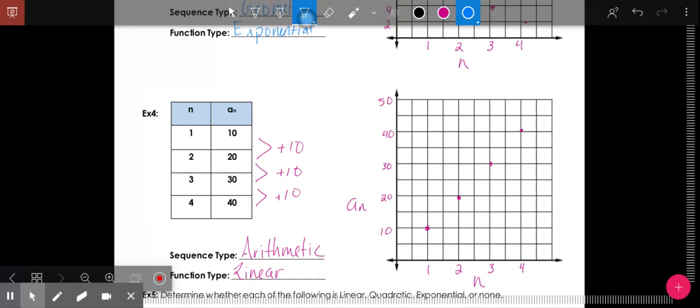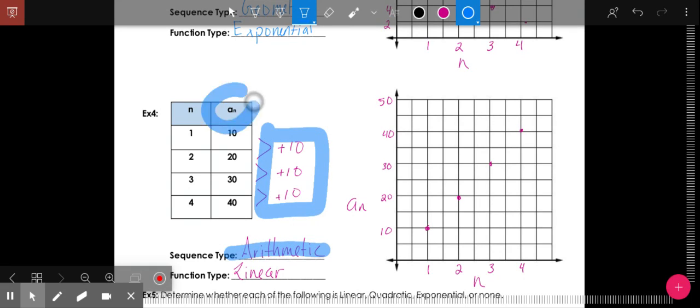Alright, so if you try that problem, your answer should look a little bit like mine. We first notice that we're adding 10. Since we are adding 10, this is going to be arithmetic, which matches our table. Remember, arithmetic and linear go together, and if I connect my points, it's a nice straight line, which reminds us of a linear function.